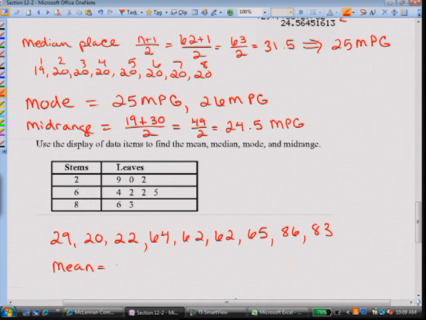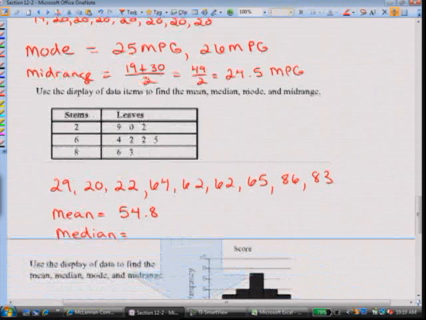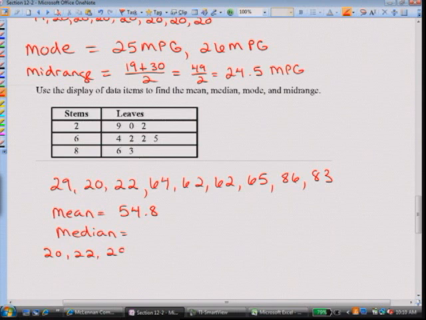Say you just have your phone calculator. You just add the numbers up and divide by, in this case it would be 9 because there were 9 total. The median is, what you have to do is you have to order the numbers from lowest to highest. So in order it would be, I'll go ahead and show you. This is few enough that it's not that big of a deal. So 20, 22, 29, 62, 62, 64, 65, 83, and 86.